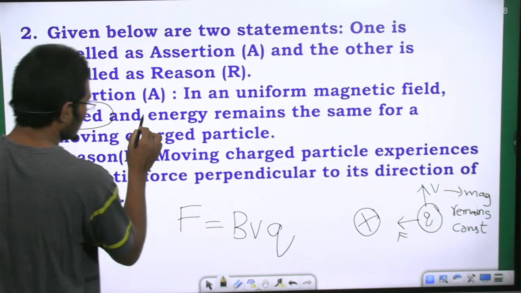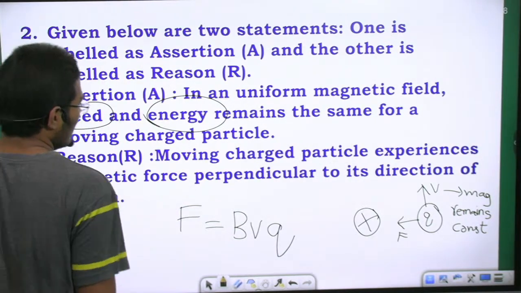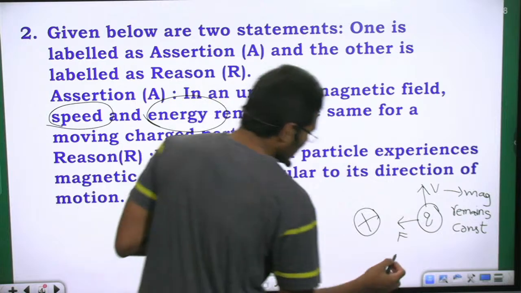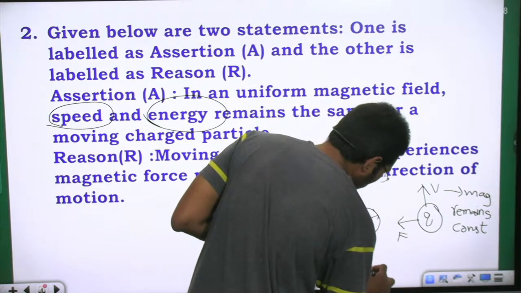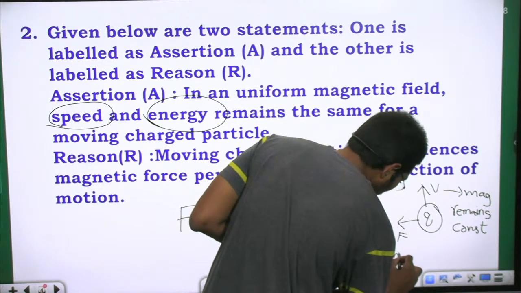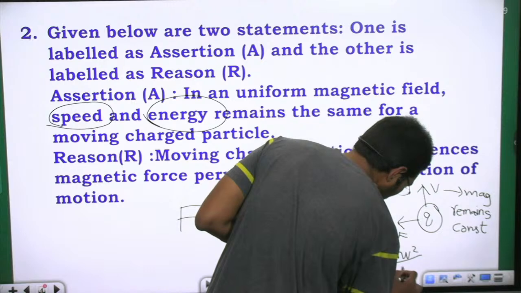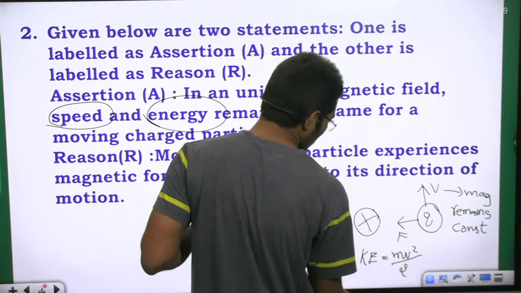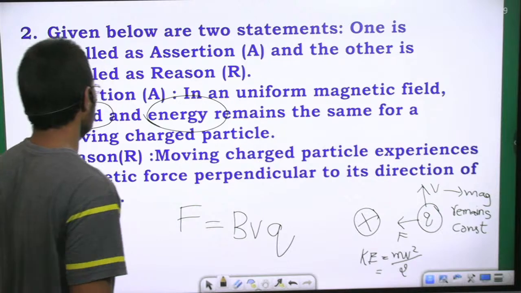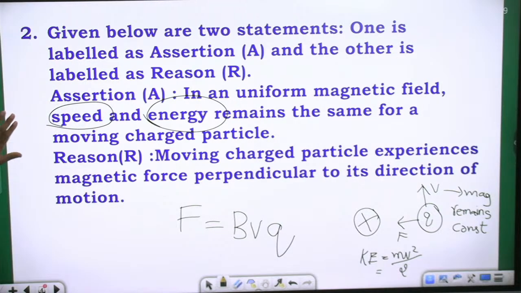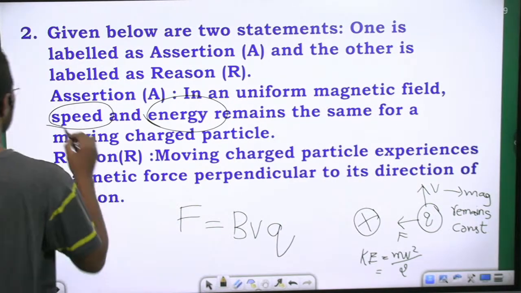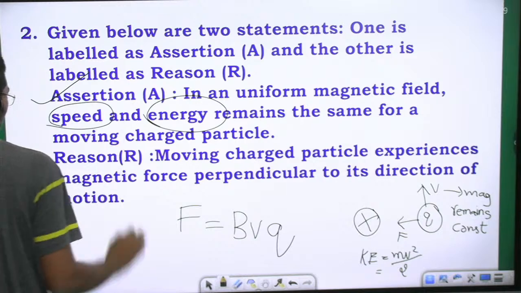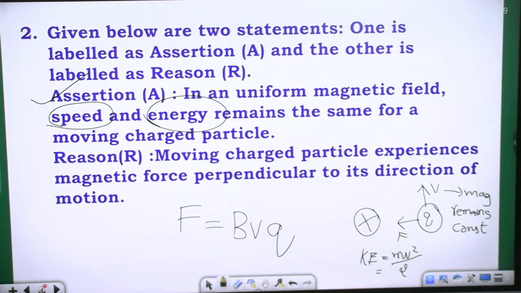Energy, what do we have? Kinetic energy is equal to mv square by 2, right? So as v is constant, magnitude is constant, K is also constant. So speed remains constant, energy remains constant. So assertion correct. The moving charged particle experiences magnetic force perpendicular to its direction of motion.